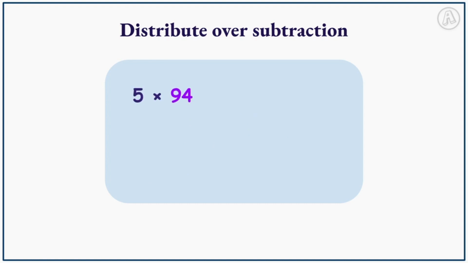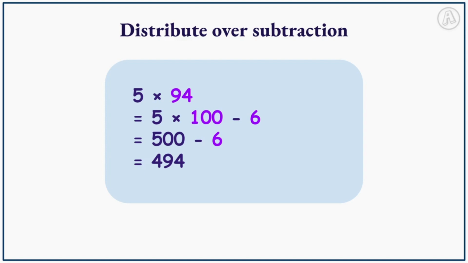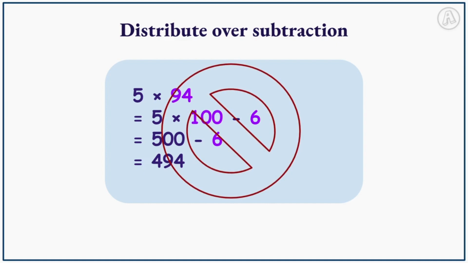So if we were to forget to use our brackets, it means we wouldn't distribute into the brackets. So we would simply say 5 times 100, which would give us 500, minus 6, equals 494, which is the incorrect answer. So remember, it's important that we use our brackets and distribute into everything inside our brackets.